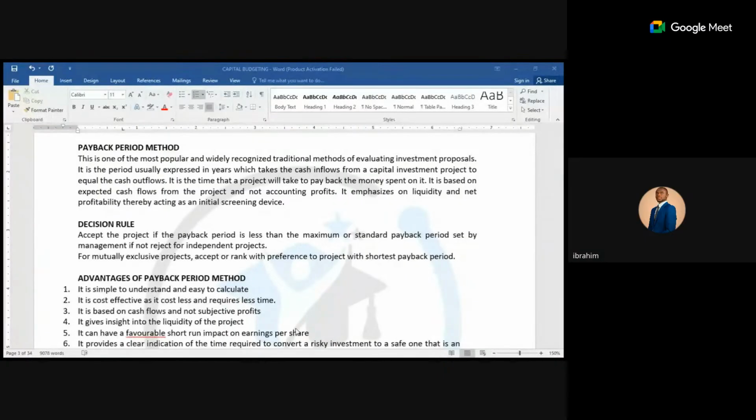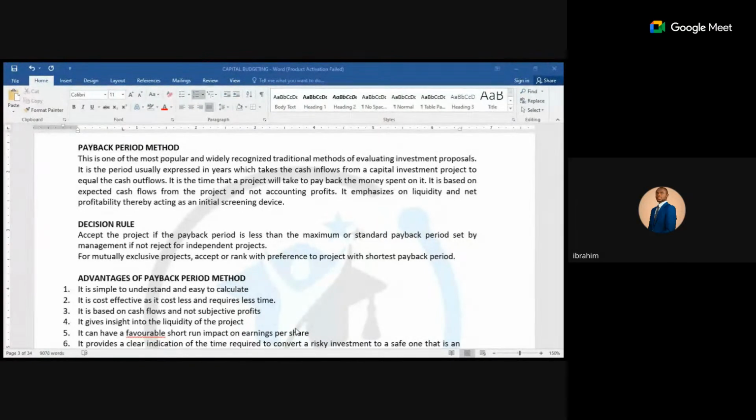That makes sense, right? As a project finance manager or project finance officer, you have a decision to make. If this project is for 5 years, what are the expected cash flows? Let's say, for instance, it will cost the company 60,000 naira.